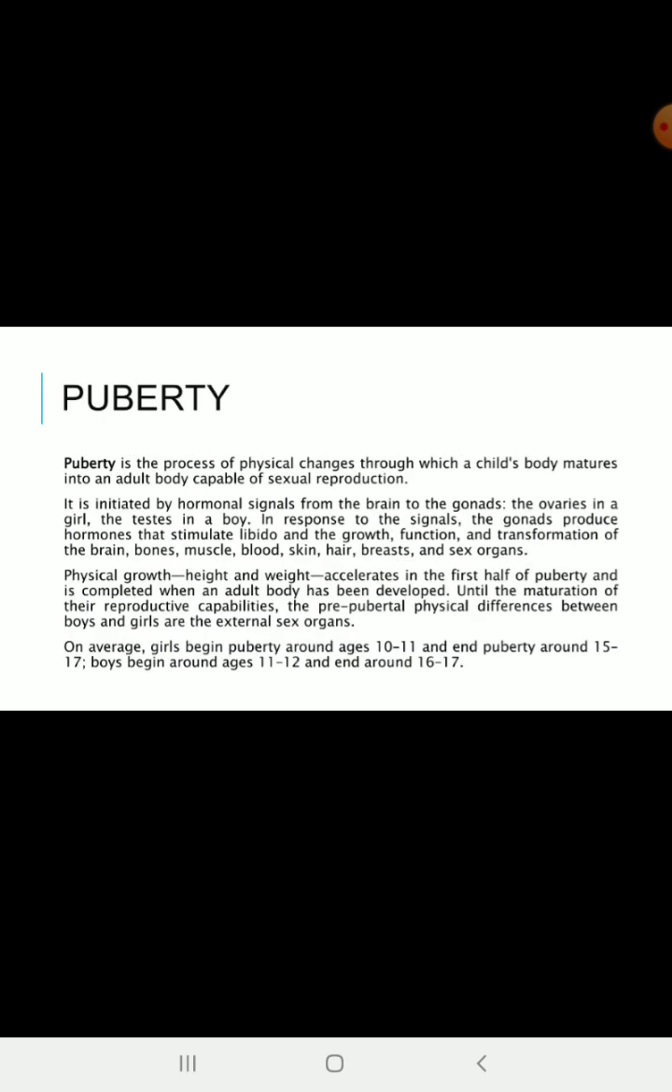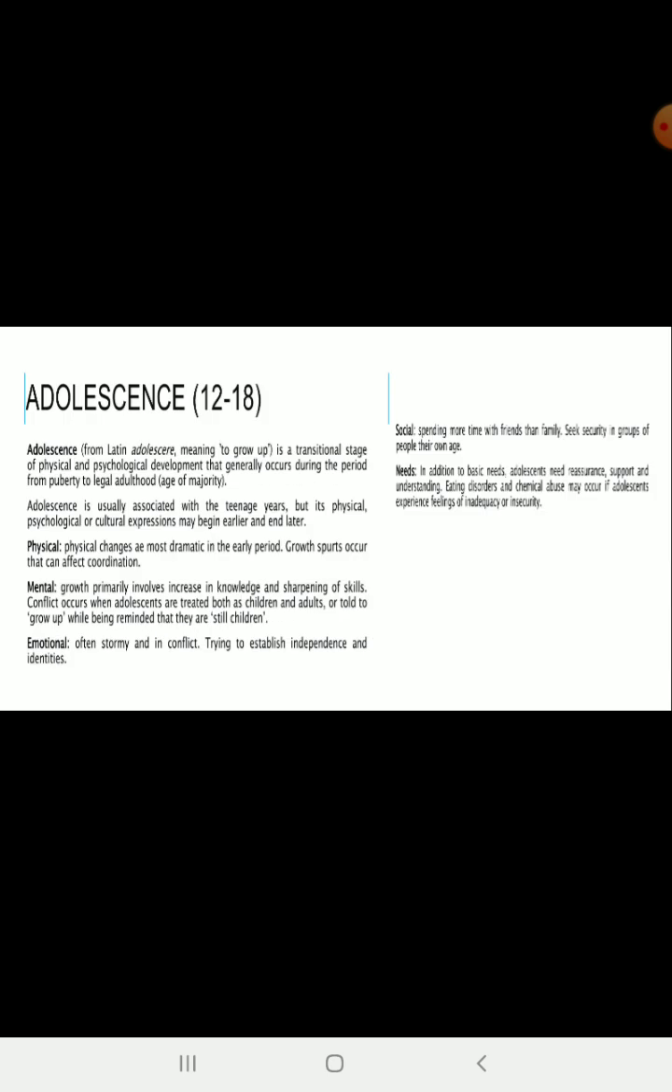Puberty. Puberty is the process of physical changes through which a child's body matures into an adult body capable of sexual reproduction. In that time, in physical growth, height and weight accelerate in the first half of puberty and it is completed when the adult body has been developed. On age, girls begin puberty around age 10 to 11 and end puberty around 15 to 17. Boys begin around age 11 to 12 and end at 16 to 17.